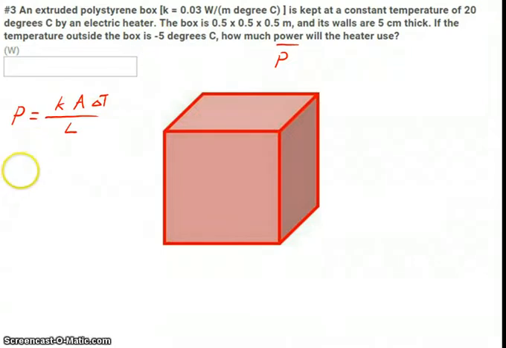So we start writing down what we know. We know that the thermal conductivity, they give it right up here, is 0.03. Now as always we've got to be careful with the units. It's watts per meter degrees Celsius.